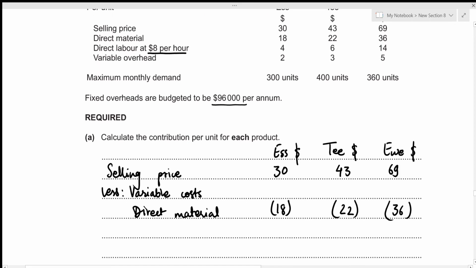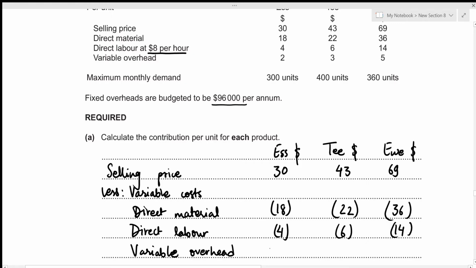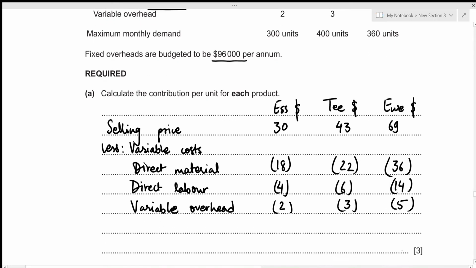Now, another variable cost is the direct labor. The direct labor is 4, 6, and 14 respectively. Now lastly, we have variable overhead, which is also considered under the variable costs. Variable overhead is 2, 3, and 5 for these 3 products respectively. Alright, this concludes our variable costs, so we can now easily figure out the contribution per unit.